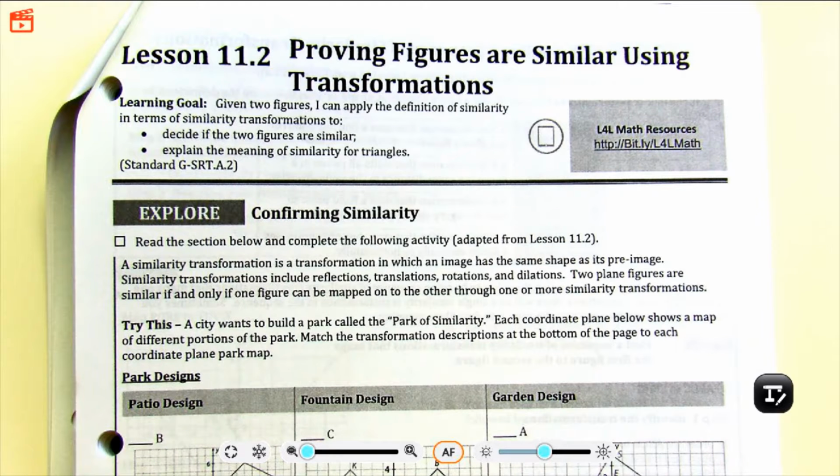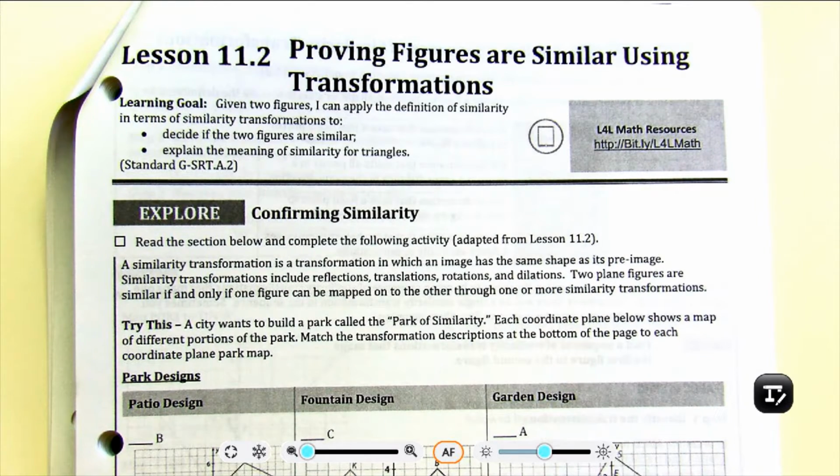Hello class, this is lesson 11.2, proving figures are similar using transformations. In this lesson you're going to be given two figures and then you're going to have to apply the definitions of similarity and similarity transformations. Some of these transformations we covered in Geometry A. If you remember, we talked about reflections, rotations, translations. So you're going to be seeing those rules again in this lesson. This is a short lesson, but you are going to have to remember how to apply those transformations.